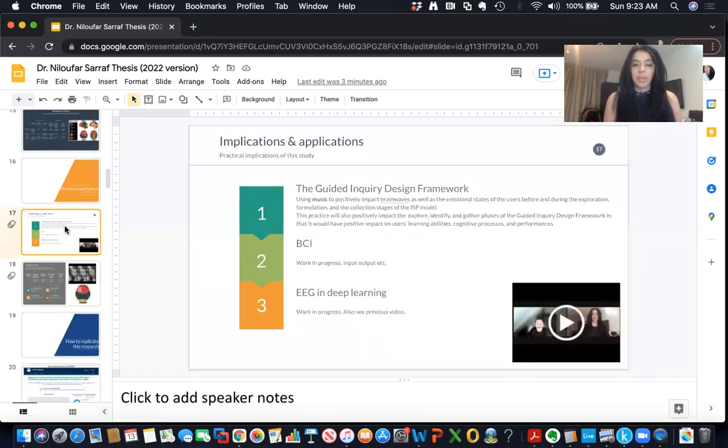But a few of the implications is, for example, last week I talked about EEG in deep learning. I interviewed Dr. Albrecht, brilliant researcher. If you're interested, go back and look at it. Brain-computer interface, obviously very interested. Last but not least, I also want to mention the guided inquiry design framework, which is a continuance, in my understanding, of the information search process model, but at a practical level, where in schools or in classrooms, they are using different frameworks to help students, etc.